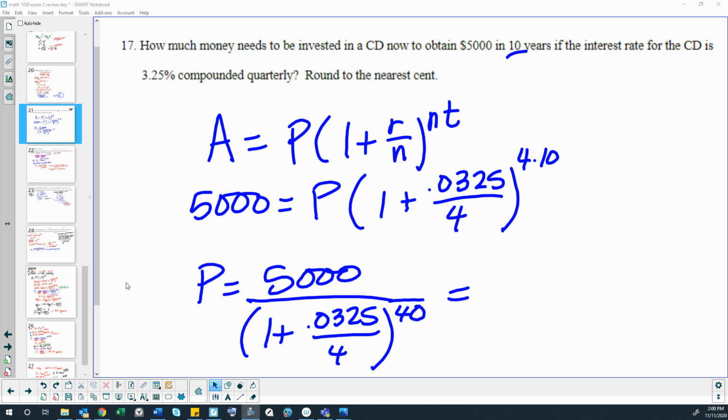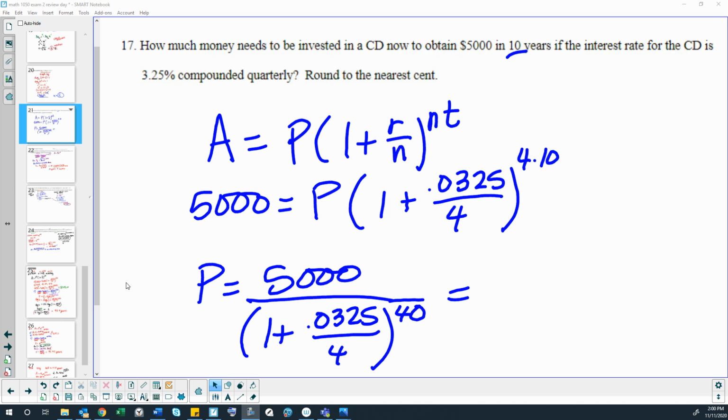Okay, so I'm going to plug the numbers in. We've got 5,000 for the amount. We're going to be solving for P. We've got 1 plus 0.0325, changing our percent rate to a decimal, divided by 4, and then that's going to be to the 4 times 10 power. So if it's compounded quarterly, it's going to be compounded 40 times in that 10 years.